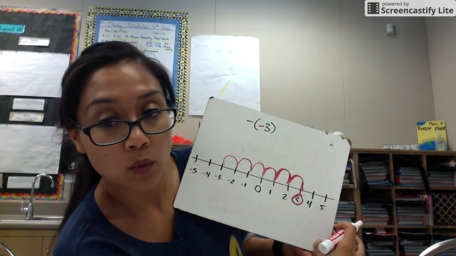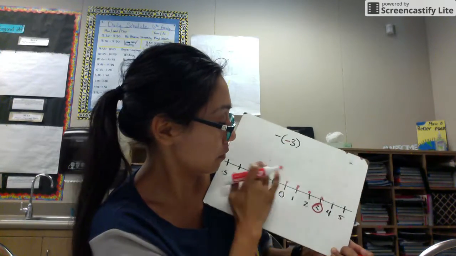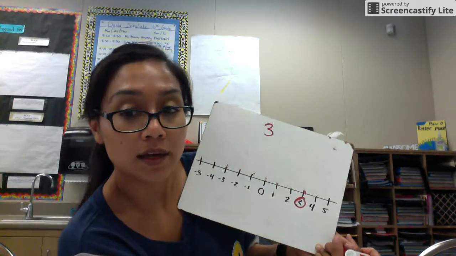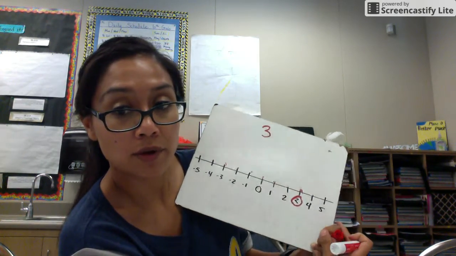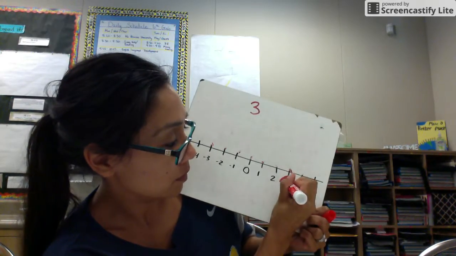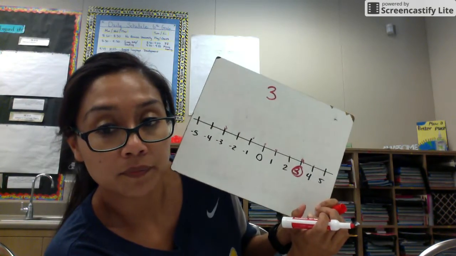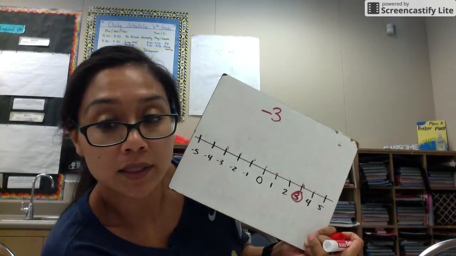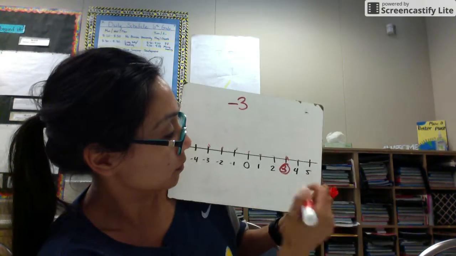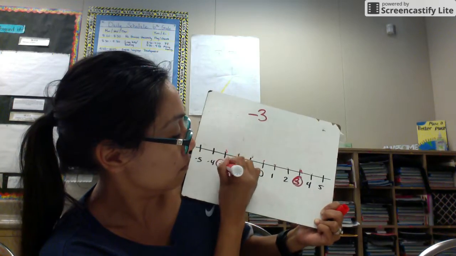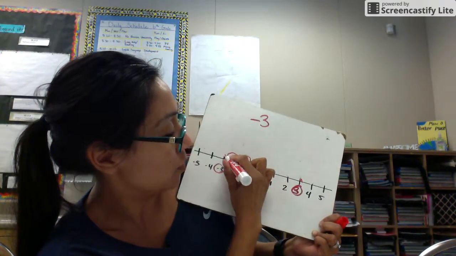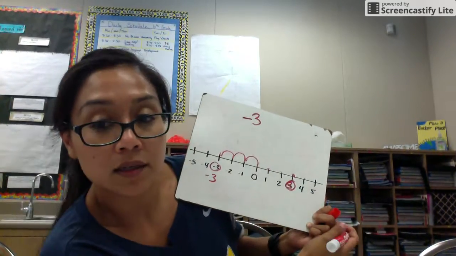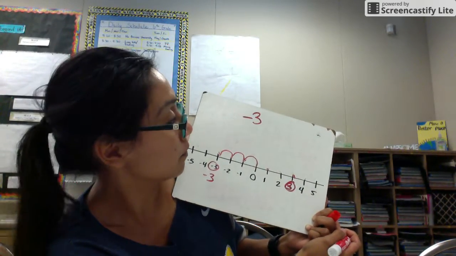Let me explain that one more time. This says, find 3 on the number line. There's 3. This says, find the opposite of 3 on the number line. Well, 1, 2, 3 in the opposite direction means negative 3 is the opposite of positive 3.